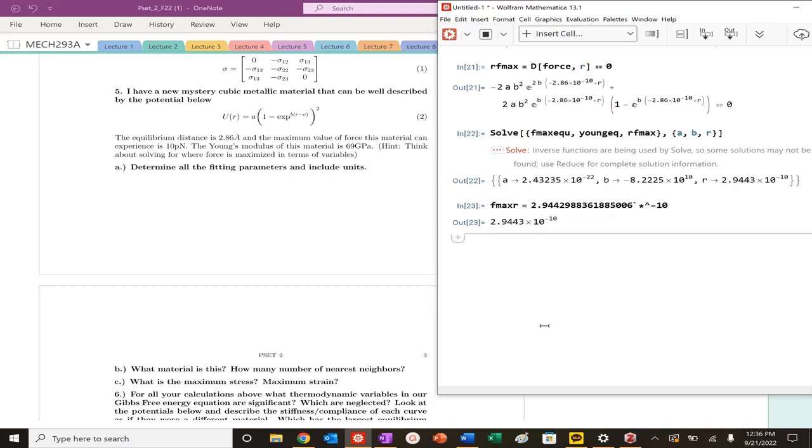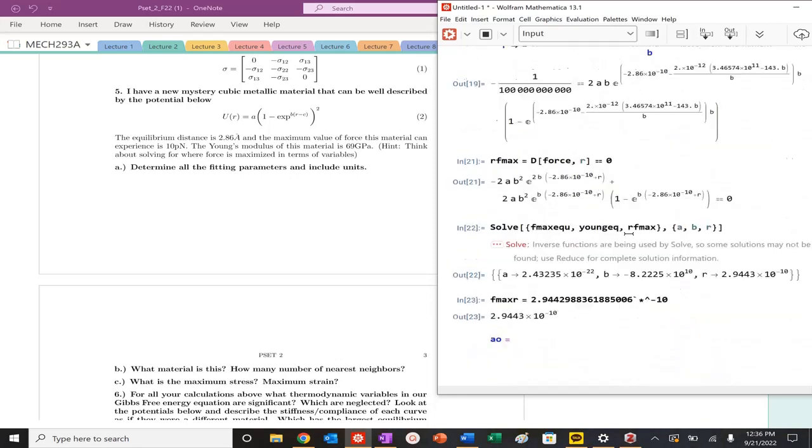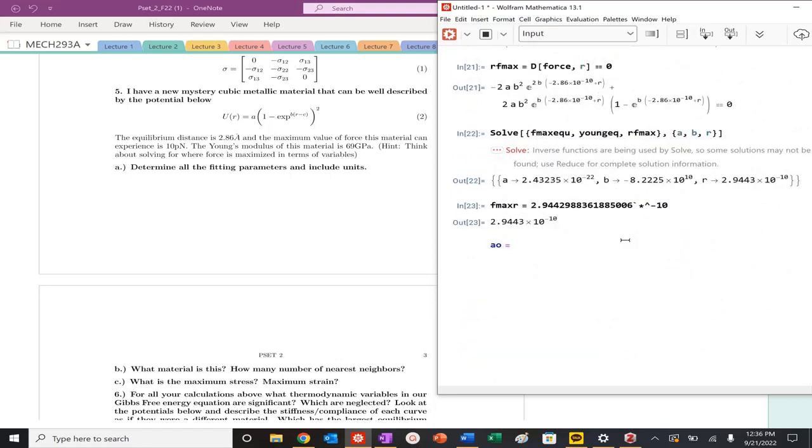Well, we know that for a cubic material, our A naught is going to be equal to basically our R naught value. Our R naught value is effectively 2R, so A naught is going to be equal to R naught. So keep in mind that this is equal to 2R, so our metallic radius would be half of that, 1.43. So we've got this. So I've got that. Number of nearest neighbors.